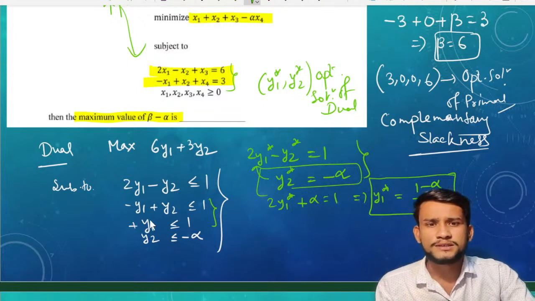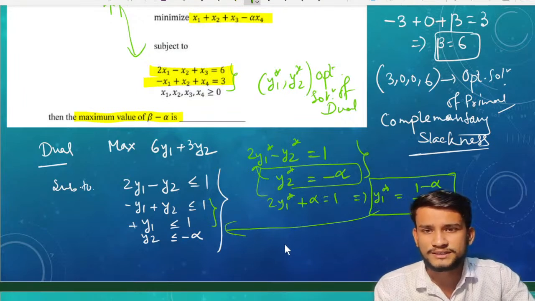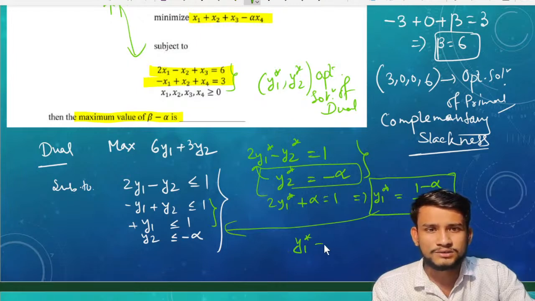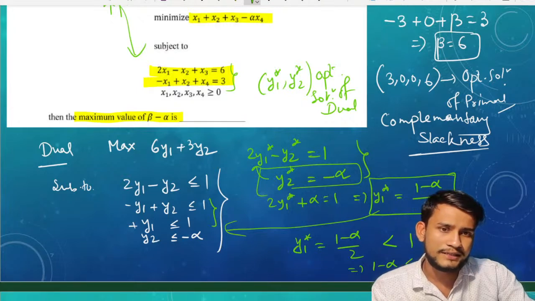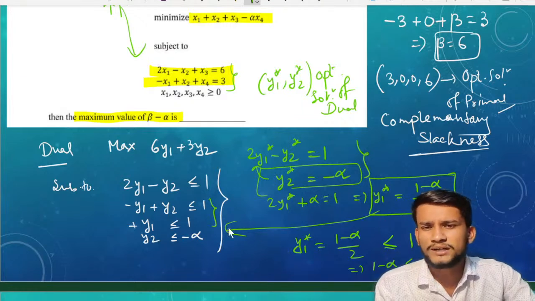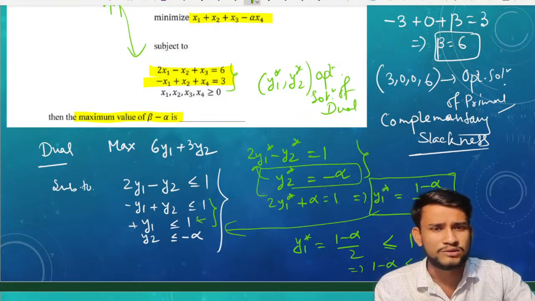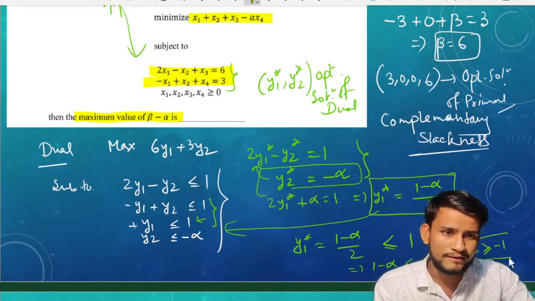So if we write this here, 2y1 is less equal to alpha. So if we put the value y1 star, which is equal to (1 minus alpha) by 2, which is less than 1, this is strict inequality. So this is 1 minus alpha less than 2. Okay, so less equal to 2 is satisfied. Since this is optimal, this satisfies this constraint. So alpha is greater or equal to minus 1.